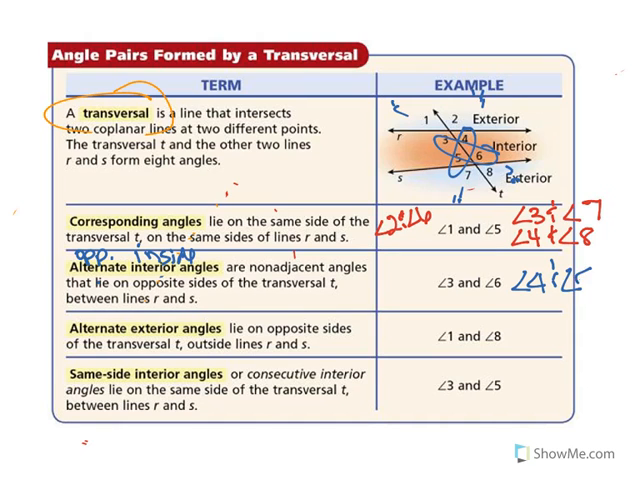So angle 4 and angle 5, or angle 3 and angle 6. Alternate exterior, same idea. Opposite sides of the transversal outside the 2 lines. So opposite sides outside the 2 lines. So angle 1 and angle 8, or angle 2 and angle 7.